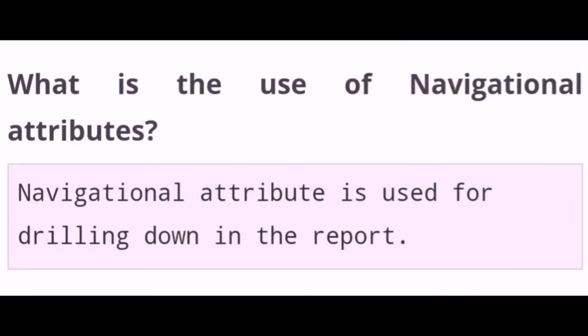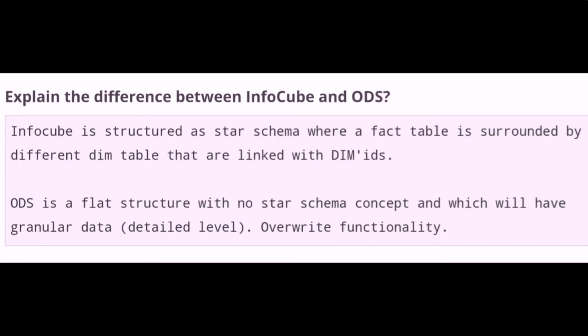What is the use of navigational attributes? A navigational attribute is used for drilling down in the report. Explain the difference between InfoCube and ODS. InfoCube is structured as a star schema where a fact table is surrounded by different dimension tables that are linked with dimension IDs. ODS is a flat structure with no star schema concept, and it will have granular data at a detailed level and overwrite functionality.